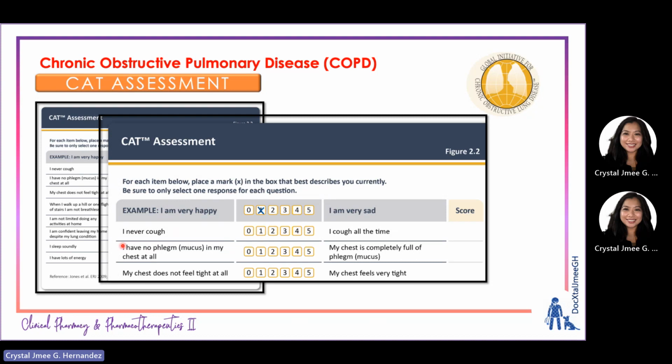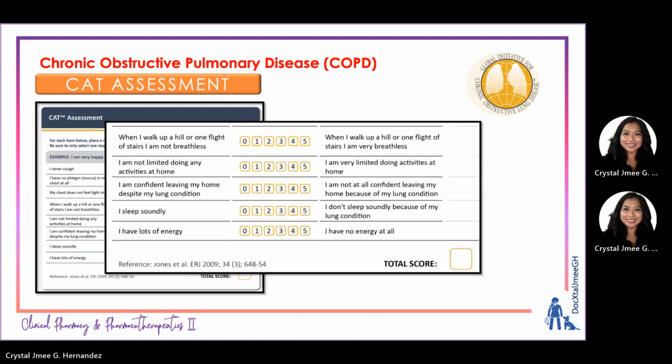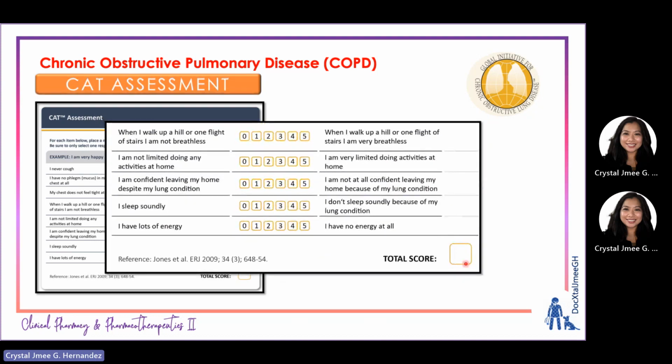So for example, I never cough. So is it 0, 1, 2, 3, up to 5, where 5 is I cough all the time. And then we place here the mark number and represent it by the score. So the patient would need to answer the remaining questions, and then a total score would be provided.